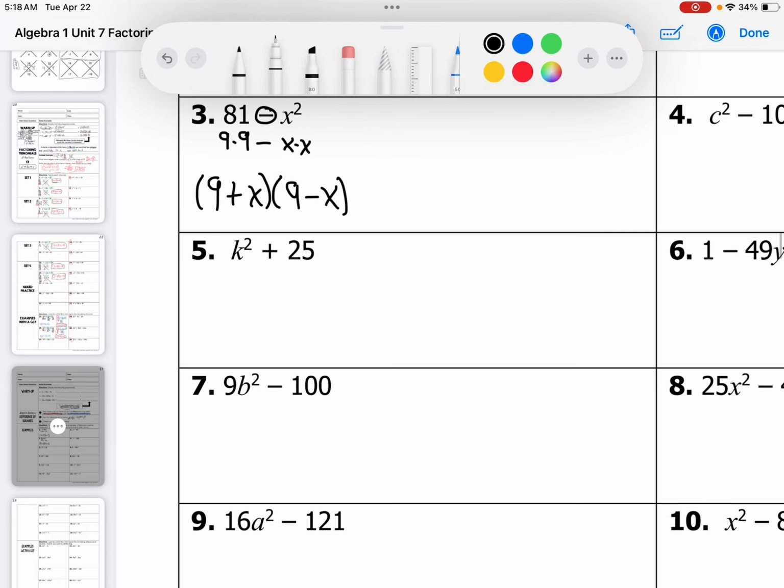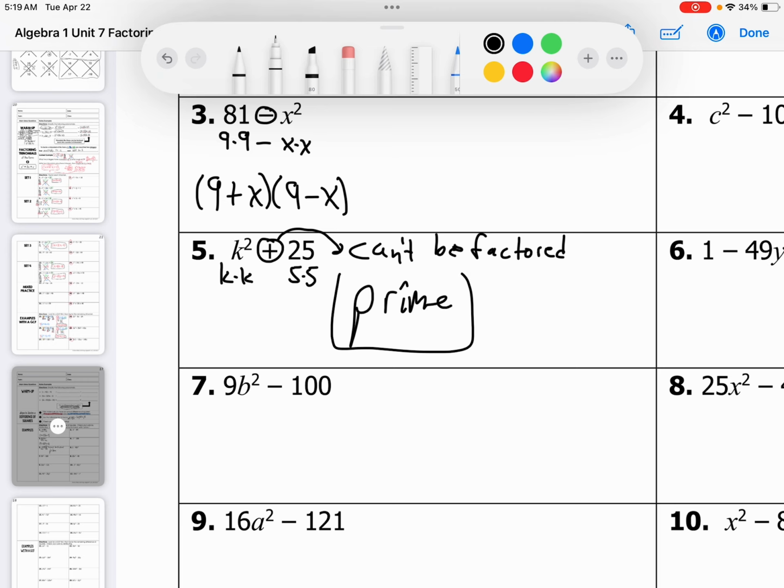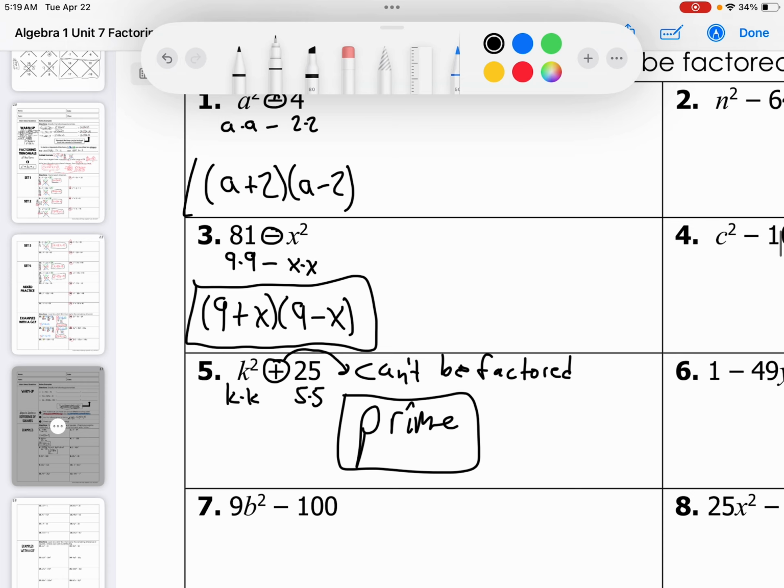Okay, number 5, we have k squared. That would be k times k. 25 would be 5 times 5. But in this case, we have a plus sign. If we have a plus sign in the middle of our two terms, this means that it can't be factored. So in this case, this polynomial is prime. So I've been forgetting to box my answers.